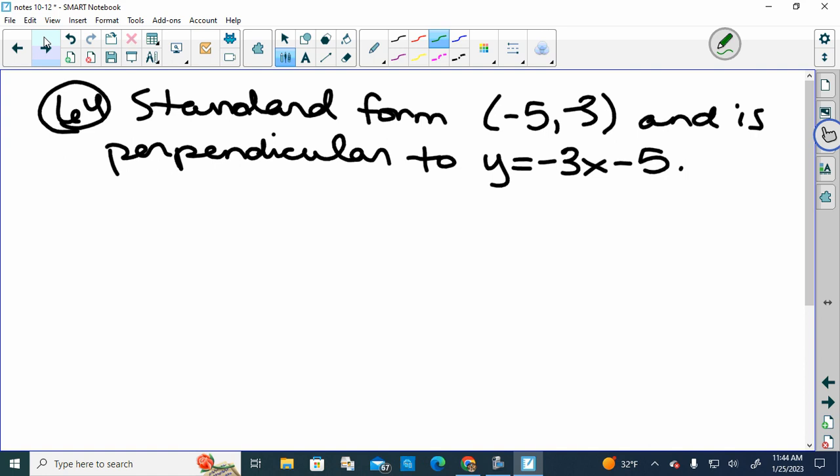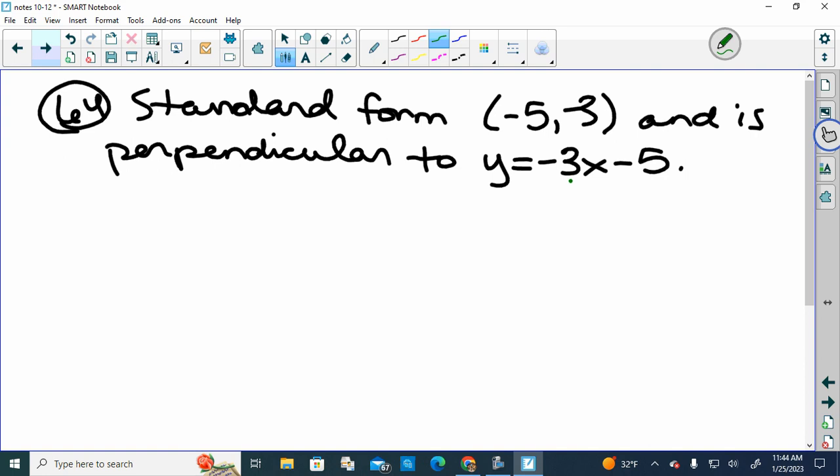Ooh, good question. Yes, it is. So negative 5, negative 3, and it's perpendicular to y equals negative 3x minus 5. Okay, so just like the last one, standard form, we want the x and the y together on one side. Okay. Do I know slope? Yes. We just need to rewrite it because it can't be a negative 3.